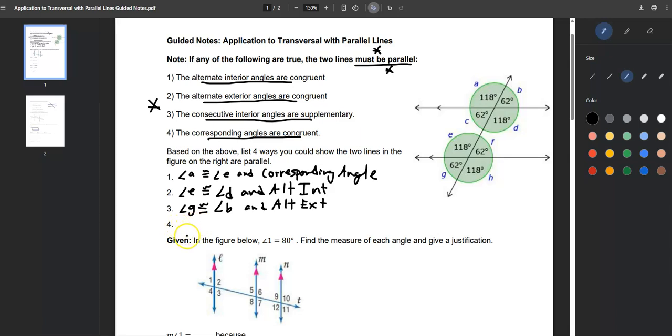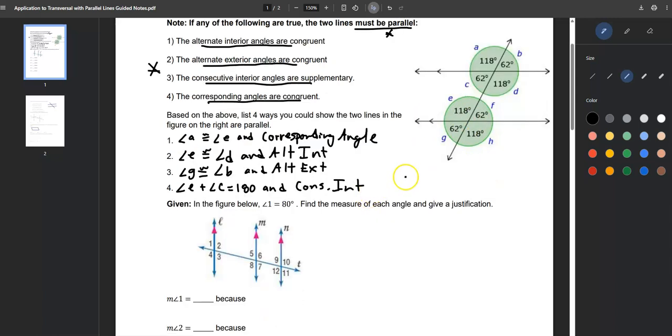And then, just for kicks and giggles, let's use a consecutive interior one. So if I looked at angle E plus angle C equals 180, they're supplementary to each other, and these are consecutive interior angles. So because they're supplementary and they're consecutive interior angles, that means those 2 lines are parallel. That's what we're ultimately trying to do, apply those things, okay? So that's one application. We can show that those lines are parallel based on that.